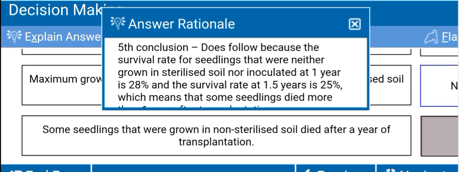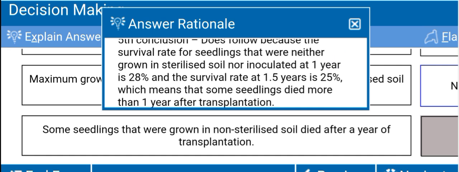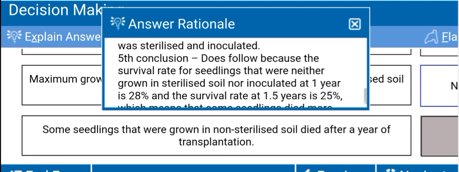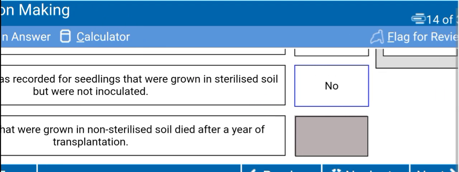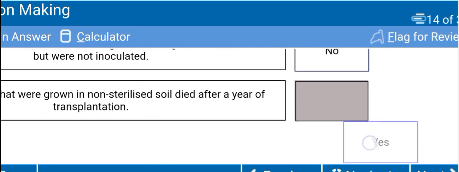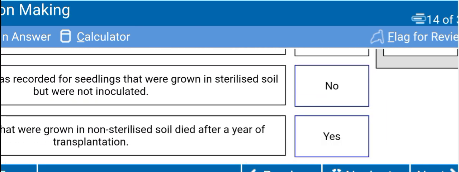Fifth conclusion does follow because the survival rate for seedlings that were neither grown in sterilized soil nor inoculated at 1 year is 28%, and the survival rate at 1.5 years is 25%, which means that some seedlings died more than 1 year after transplantation. So, the fifth conclusion does follow the statement of the question, so we will drag a yes and drop it in front of this conclusion.